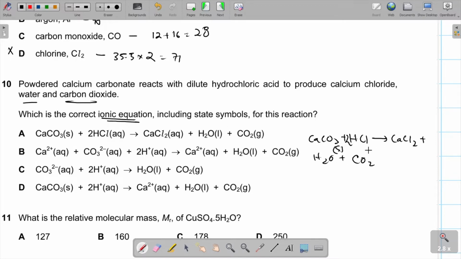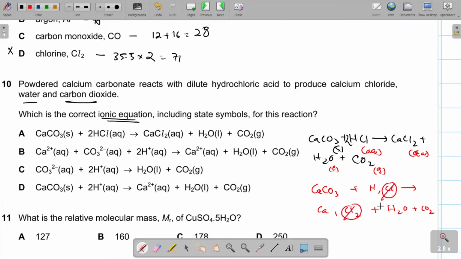It's a solid over here. We have got aqueous over here. We've got aqueous over here. All highlighted. So we've got liquid and we've got a gas. So calcium carbonate is going to remain solid. We can break down the H and Cl. So let's go ahead and write it. So we've got H, Cl. We can break the calcium and chloride, plus the water and the carbon dioxide remain the same. So from here, the only compound that we can remove is chlorine.